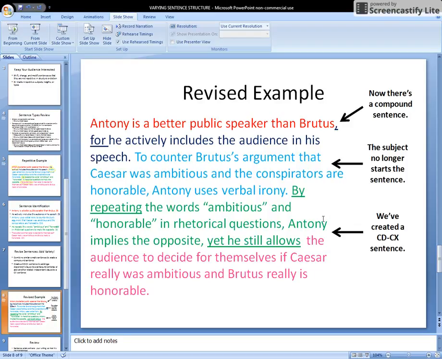By repeating the words ambitious and honorable in rhetorical questions, Antony implies the opposite, yet he still allows the audience to decide for themselves if Caesar really was ambitious and Brutus really is honorable. So here we have combined a couple sentences too, to create a compound complex sentence. We now have different sentence beginnings. We also have different varying lengths in the sentences, and we have different sentence types. So you have a more mature and interesting writing style.